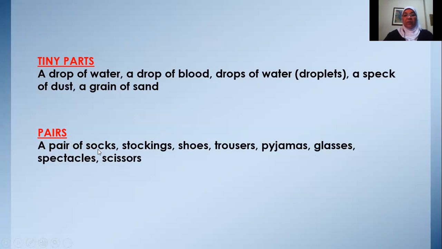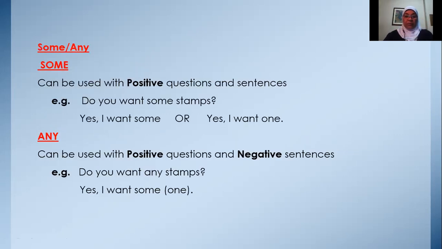With the pairs, we say a pair of socks, pair of stockings. Socks are short ones, and the stockings are longer ones. Shoes, pair of trousers, or we can say pants if you want to use the word pants. Pair of pajamas, a pair of glasses, and pair of spectacles. The glasses can be sunglasses, usual glasses, reading glasses, but the spectacles are just for reading. So we can say a pair of spectacles, a pair of scissors that you use to cut papers, and so on.